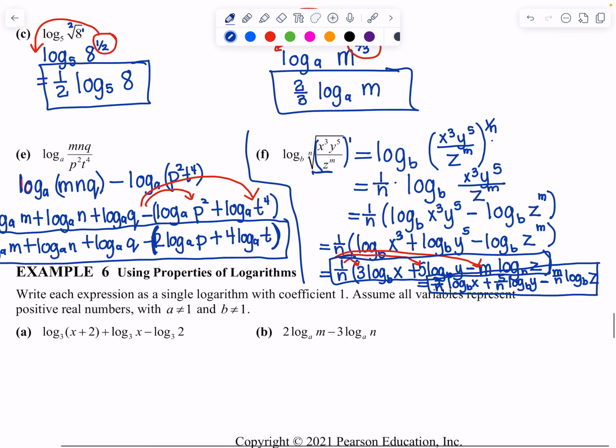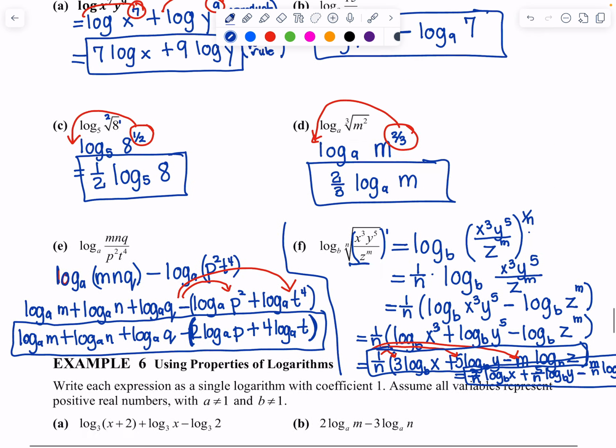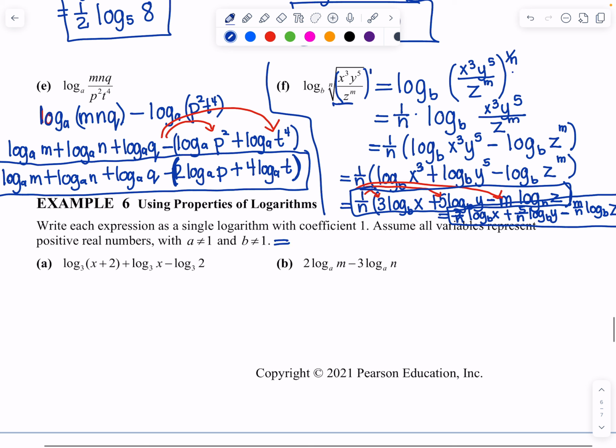Okay, now let's go the other way. I'm giving you the long version, right? Just like I said here, we were going to expanded form. No, we're going to the condensed form here. This is the condensed form.